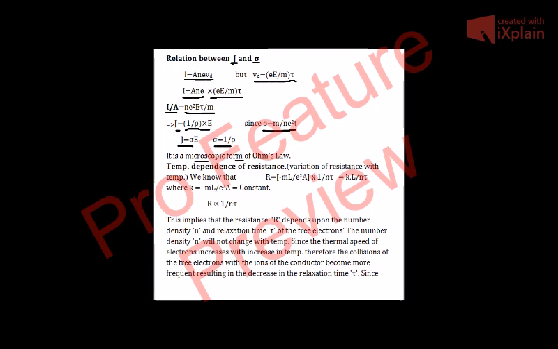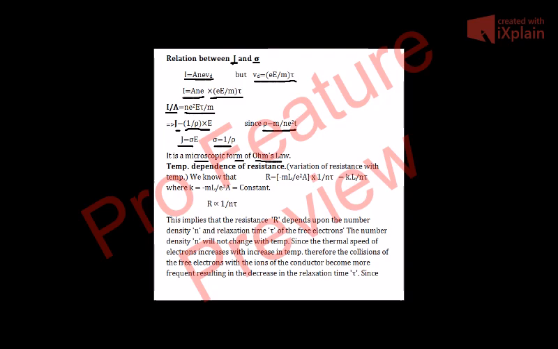In Ohm's law we have V is equal to IR, and here we have J is equal to sigma E, where sigma is a constant and it is equal to 1 upon rho. It is also known as conductivity. Since rho is known as resistivity, the inverse of resistivity is known as conductivity.